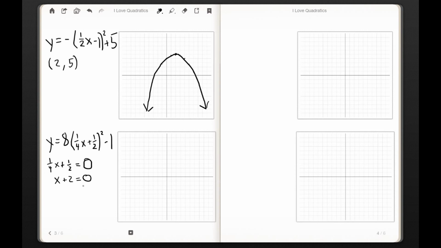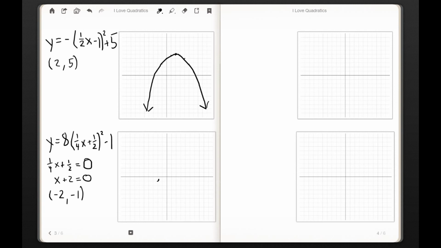And now we can very easily see that x is -2. So if x is -2, everything here is 0 except for -1. So y equals -1. So that is the vertex, -2, -1.